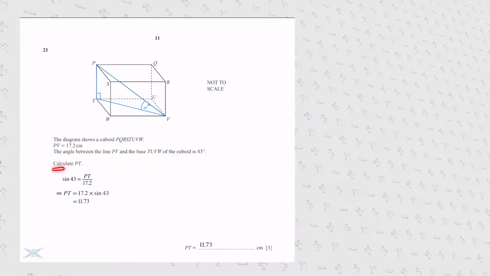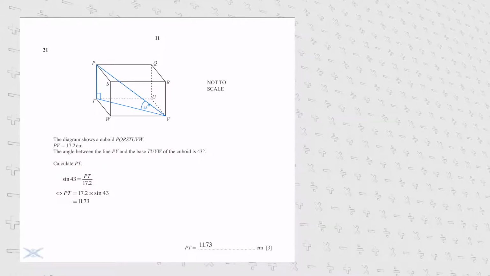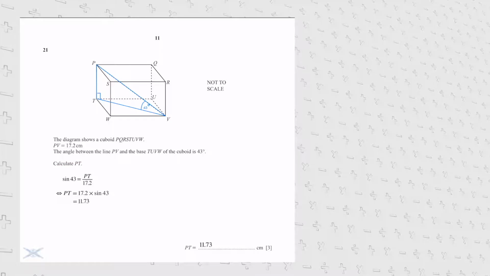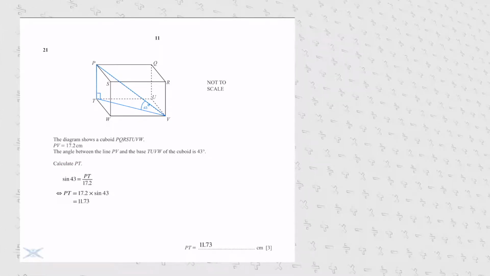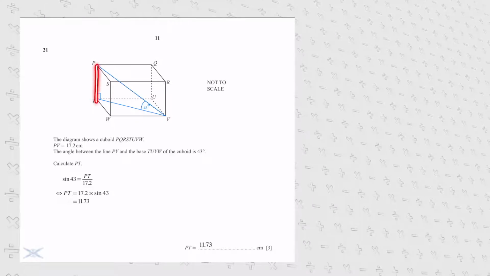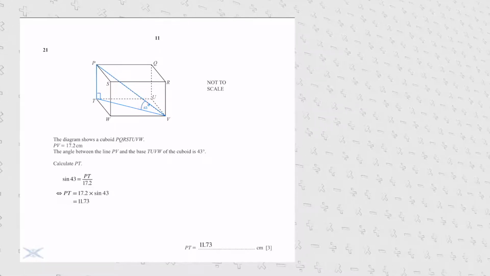So in order to calculate the distance PT, we could employ the sine rule. In order to calculate PT, we can explain all of this information by knowing that in every right-angled triangle, the opposite divided by the hypotenuse equals sine, in this case sine 43.